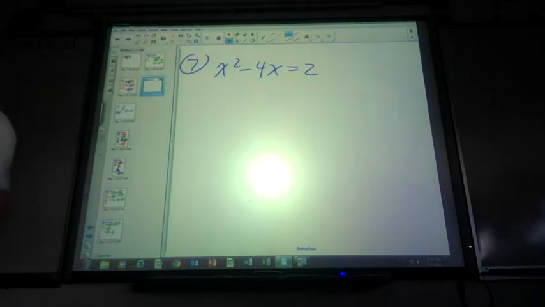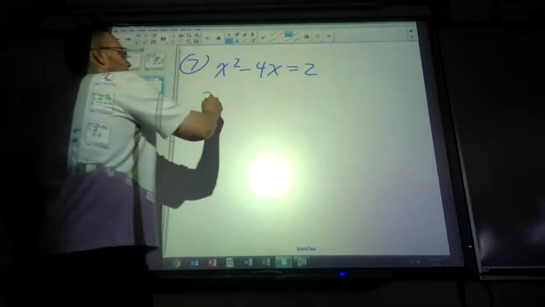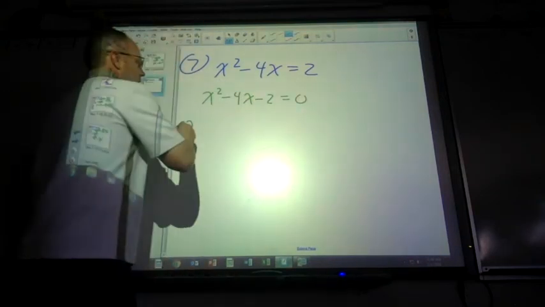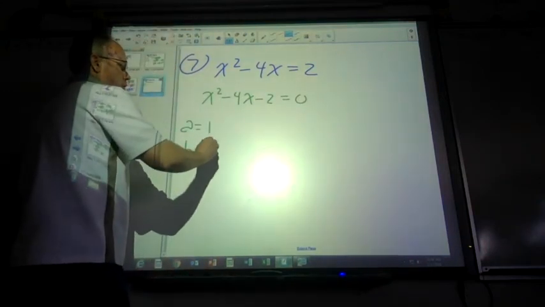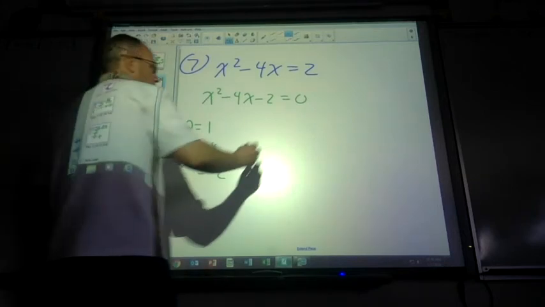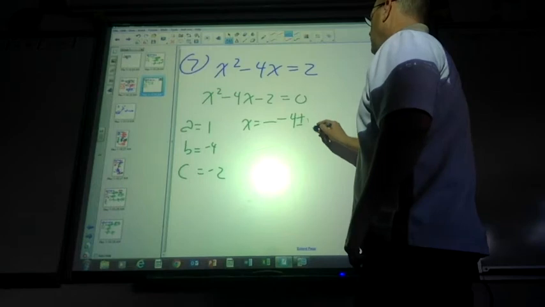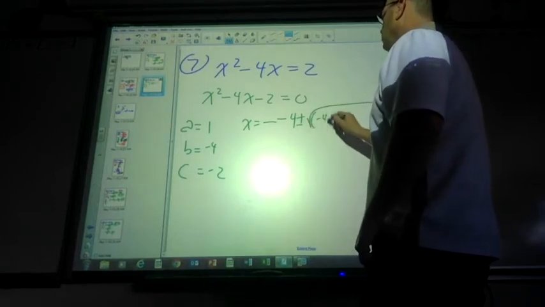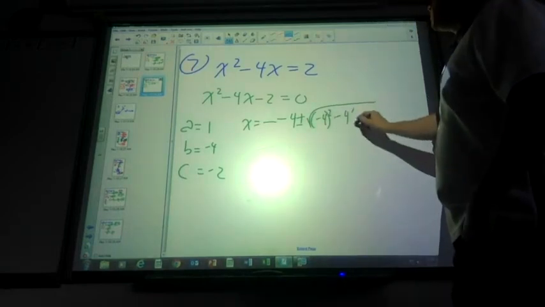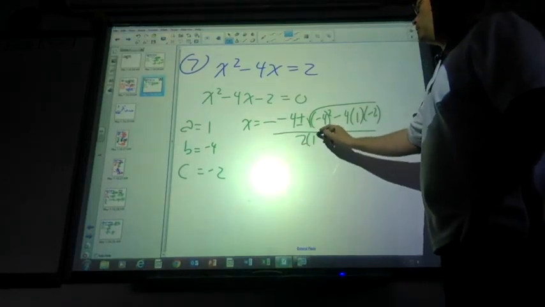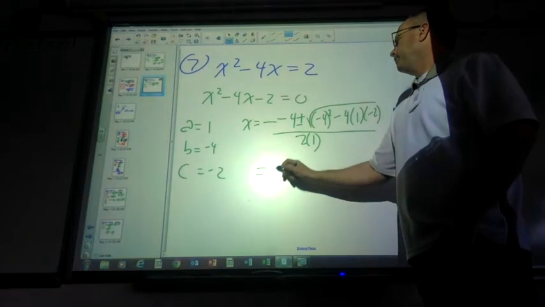All right, where's an error on this problem? Right, it doesn't equal 0. So let's make it equal to 0 by subtracting the 2. Good? A is equal to 1, b is equal to negative 4, c is equal to negative 2. We know that x is equal to negative b plus or minus the square root of b squared minus 4ac all over 2a.